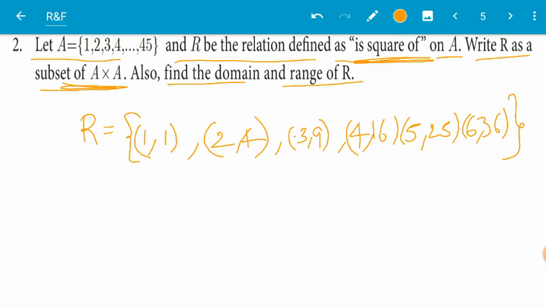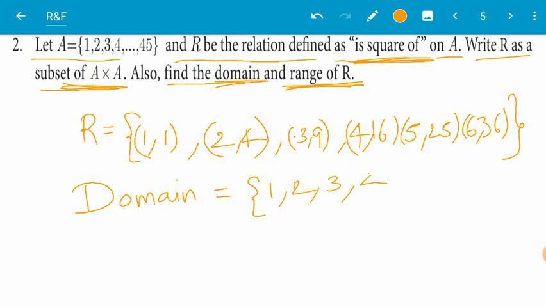Okay, so what is the domain? What is the range? They are asking. Domain, tell me. Domain is nothing but the first elements. What are the first elements we have here? 1, 2, 3, 4, 5, 6. These are the first elements. Look at 1, 2, 3, 4, 5, 6. These are said to be the domain.